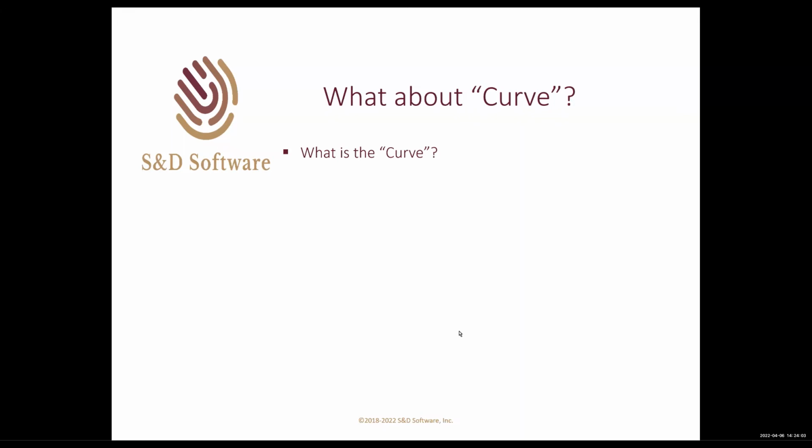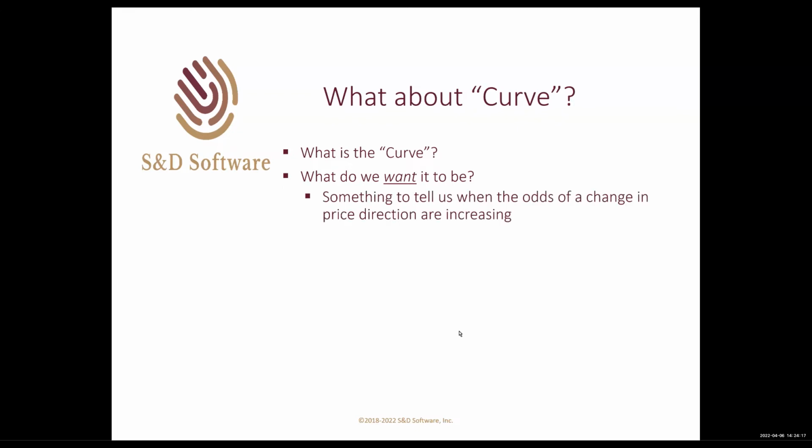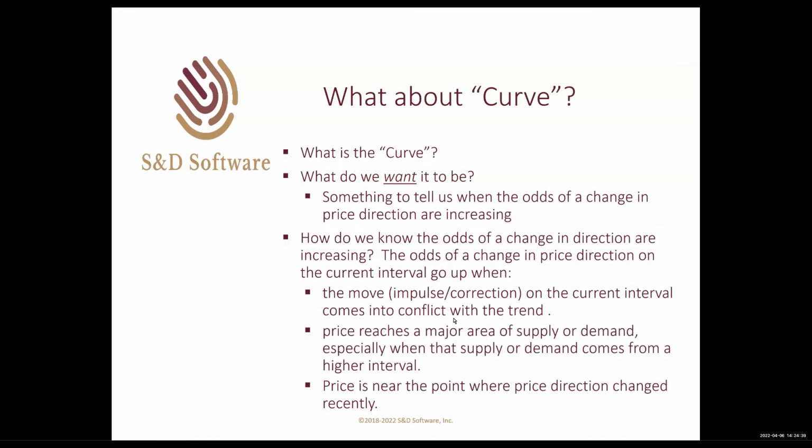Well, the next question is, what do we want it to be? What is it that we would like to get from curve? Well, I want something that's going to tell me when the odds of a change in price direction are increasing, because that would actually be useful. And I could go and use that in planning trades. And that's the way we're going to look at it here, and that's the way we're going to use it here.